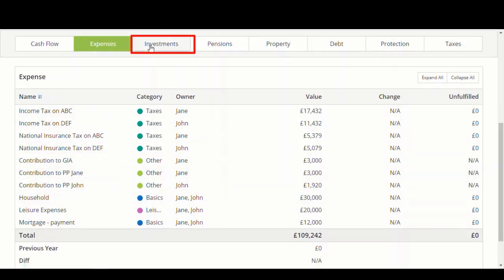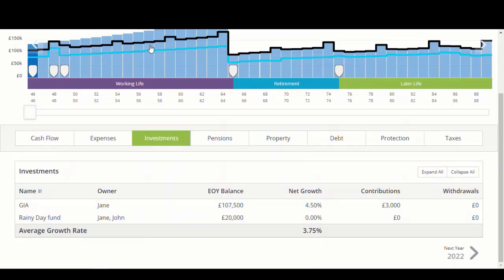Next, we can look at the investments. Now, the investments and the pensions tab show you not only the end of year balance and the net growth for those policies, but it also shows you the contributions and withdrawals. Now, this is a good place to sense check what is happening in your plan. So if you set up a withdrawal to come out with a particular product, or if you've started contributions at a given point in time, you can move along the slider to that given point in time and check that you can see those contributions happening or those withdrawals happening.